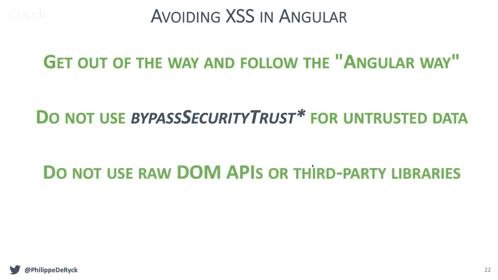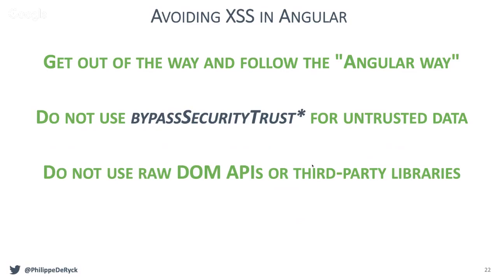Item number 3, let Angular do what it does, but make sure Angular has the ability to do that. So if you are starting to use raw DOM APIs, if you access elements directly in the browser without going through the Angular APIs, then of course Angular will not be in the mix. Angular will not be able to protect you.